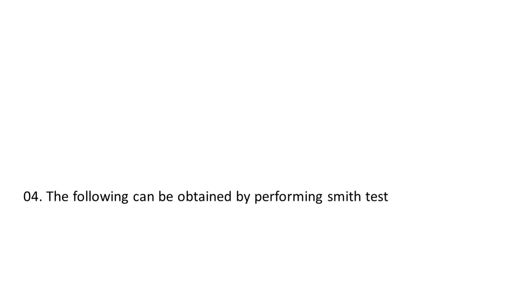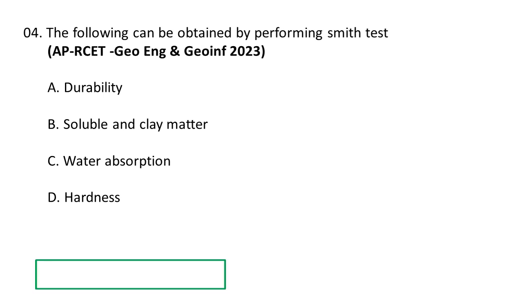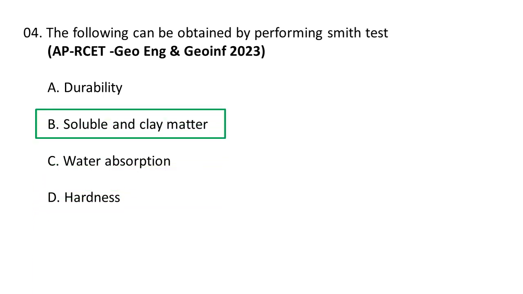Next question. The following can be obtained by performing Smith test. A. Durability, B. Soluble and clay matter, C. Water absorption, D. Hardness. So generally soluble and clay matter can be obtained by performing a Smith test of a rock surface. The Smith test is performed to determine the presence of soluble matter in stone samples. In this test, first of all we take samples of a stone and place them in a glass tube. Now the glass tube is filled with water, and after 1 hour the tube is strongly shaken, and then it can be known for the soluble and clayey matter.